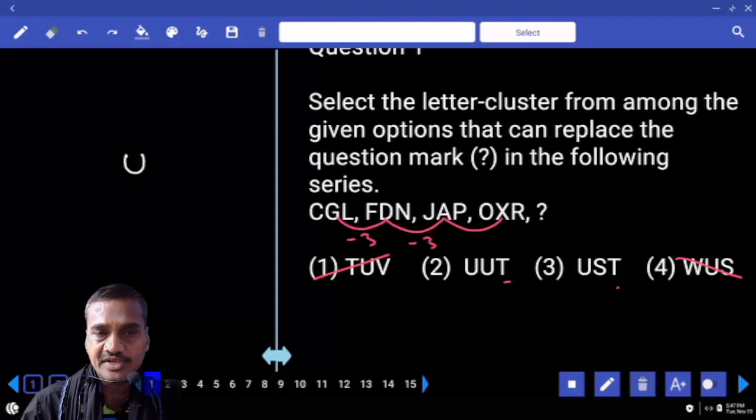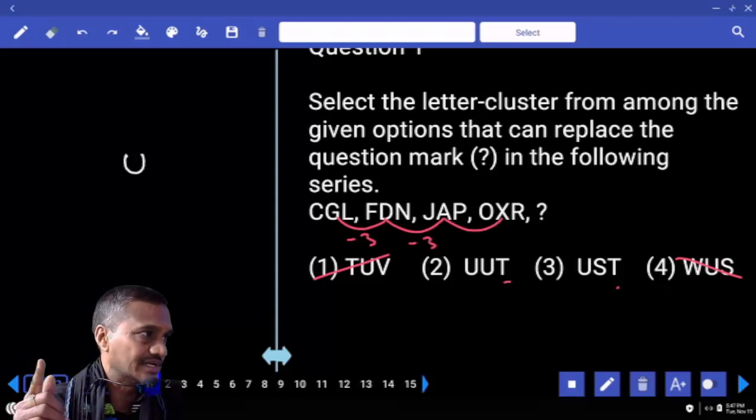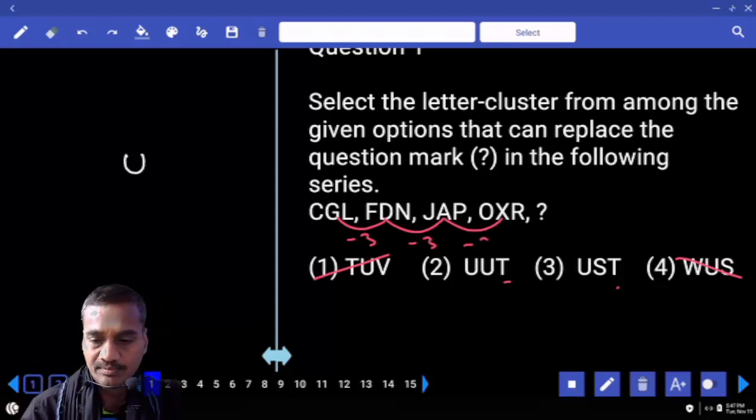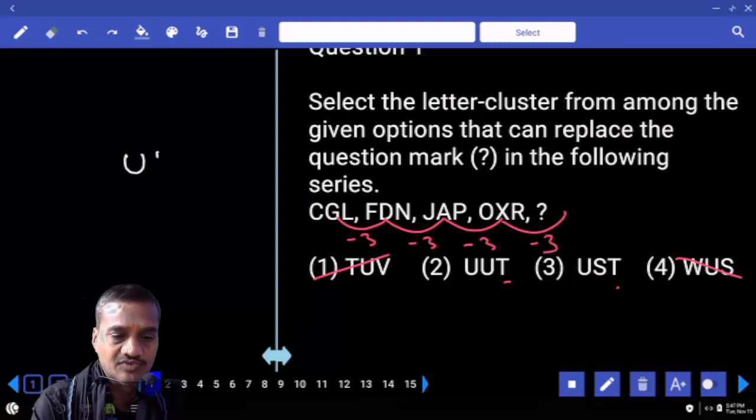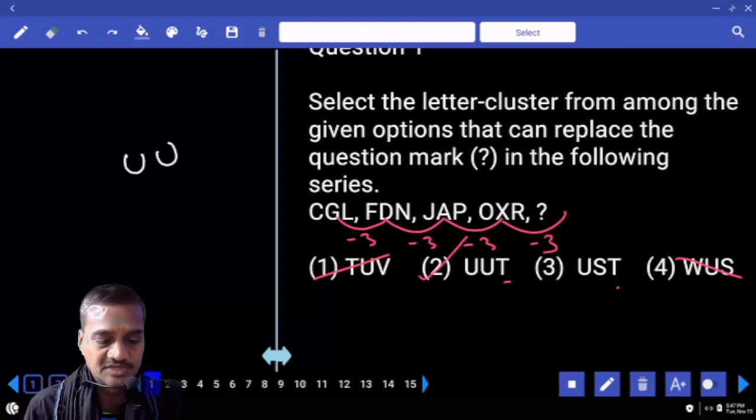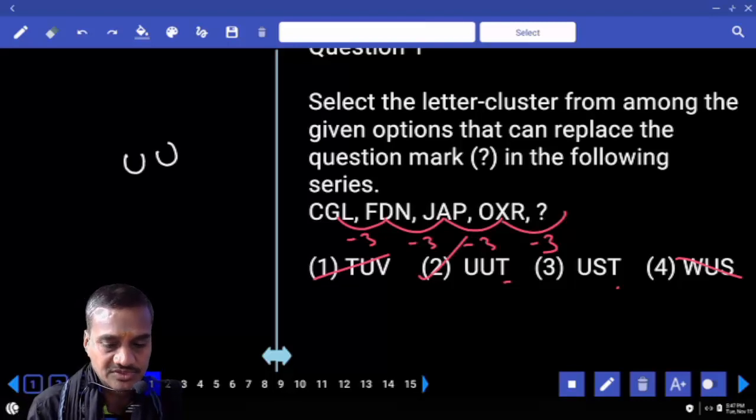The value of A is 27 in the second cycle. 27 and 24, minus 3. And 24 minus 3 is 21. The 21st letter is U. U and U, that is given in choice 2 of question number 1. Clear? The first letters go plus 3, plus 4, plus 5, and the second letters go minus 3, minus 3, minus 3.